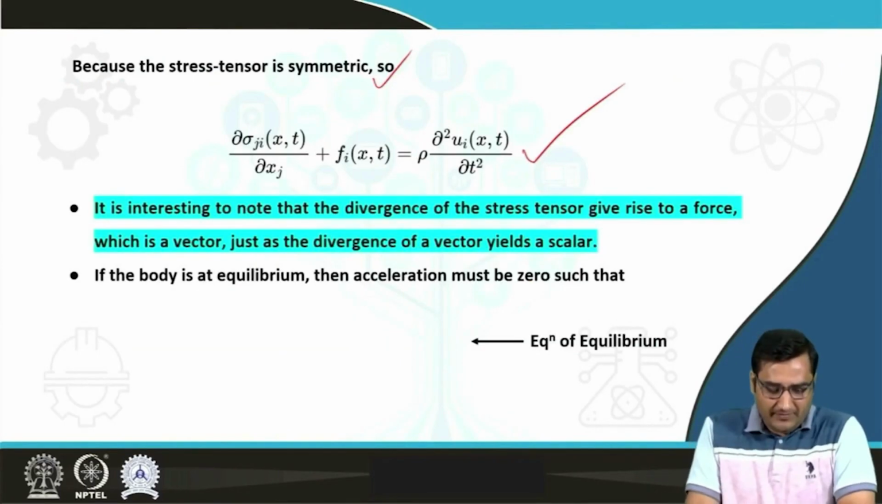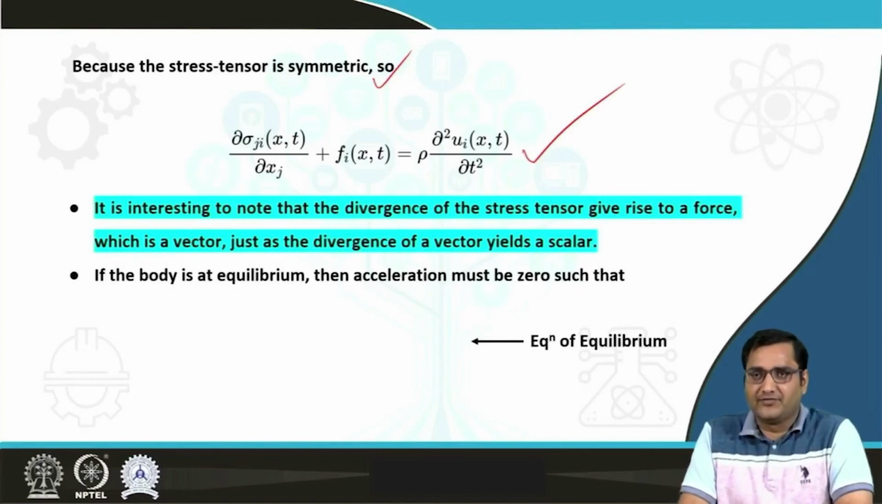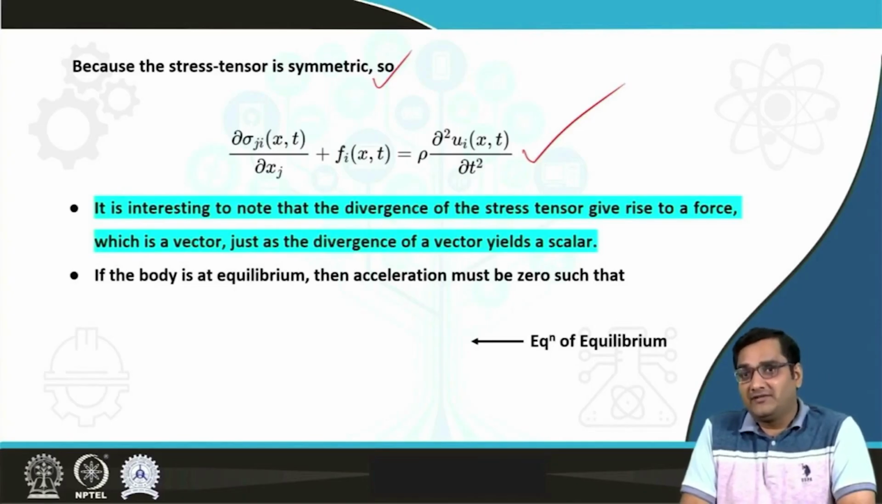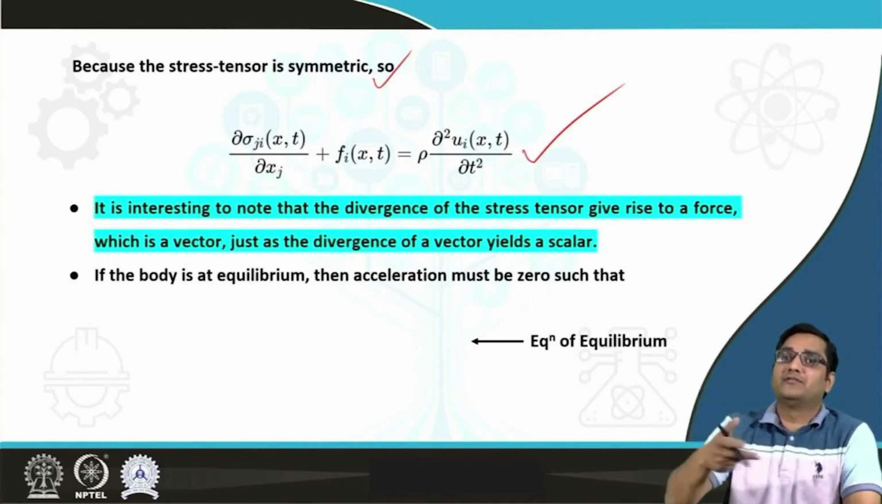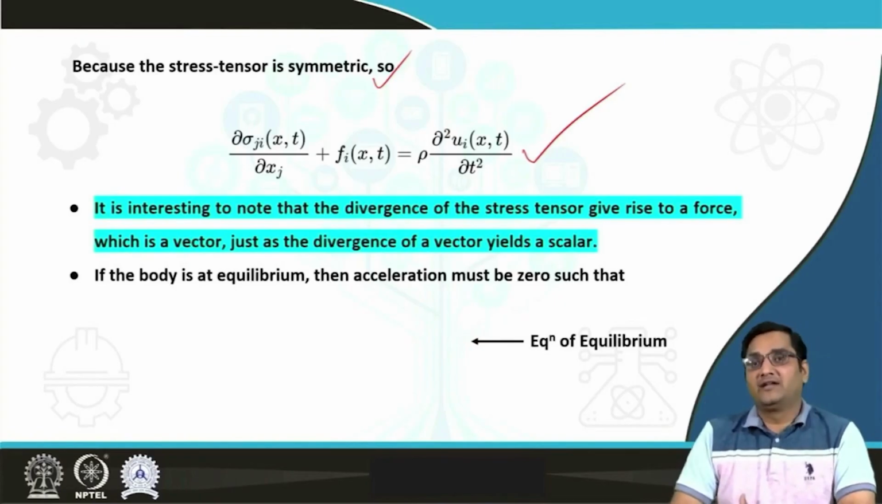It is interesting to know that the divergence of the stress tensor, or the spatial variation of the stress tensor, gives rise to the force, which is a vector. This is very interesting, because stress is a tensor quantity, and when you take the divergence of the stress tensor, it gives you the force. Force is a vector quantity, and when you take the divergence of a vector, it can give you the scalar.